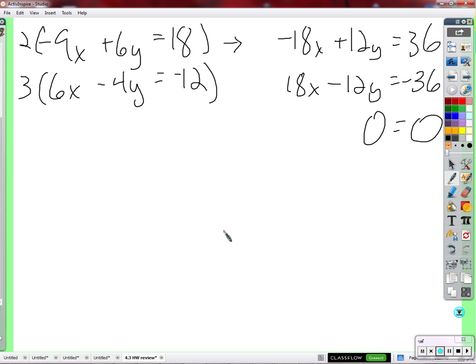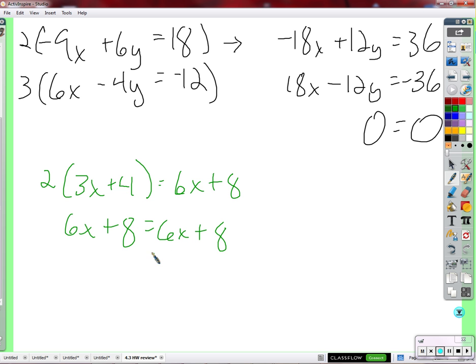Okay, so let me point out the difference between a couple of things. This system having infinite solutions and an equation having infinite solutions, where we would just say all the numbers work. The first example is something like 2 times 3x plus 4 equals 6x plus 8, and we go to solve this equation, and we get 6x, and we distribute, plus 8 equals 6x plus 8. Then we subtract 6x from both sides. We get 8 equals 8. Remember that happening? And we just said all real numbers. Because what that means is anything I plug in for x, any number I pick, it's always going to be true. There is not just one right answer for x, like there is a lot of times.